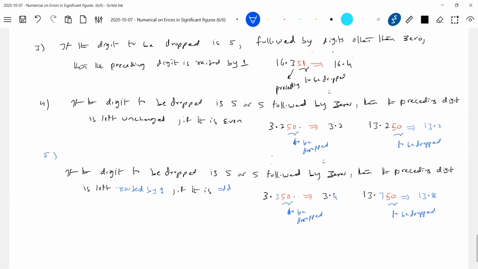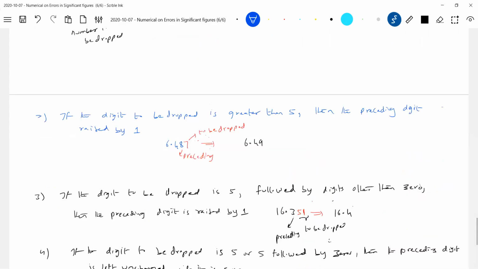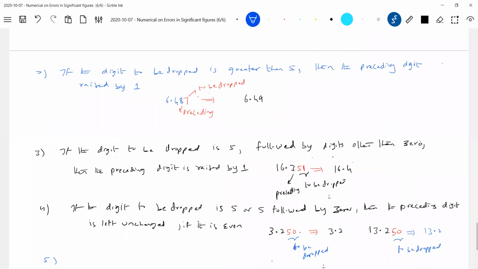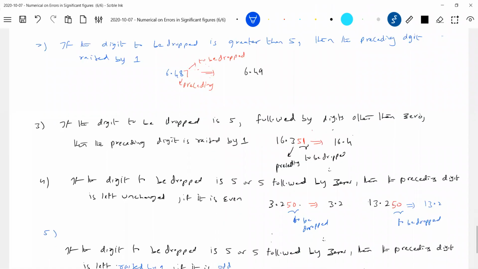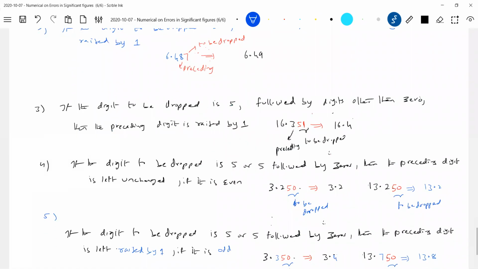Okay, these are the rules. If the number to be dropped is greater than 5, the preceding should be raised by 1. If the number to be dropped is less than 5, the preceding should not be raised. If the number to be dropped is 5, followed by digits other than 0, then the preceding should be raised by 1. If it is followed by 0, then again a condition will come: is the preceding digit even or odd? Based on that, this is the rule.